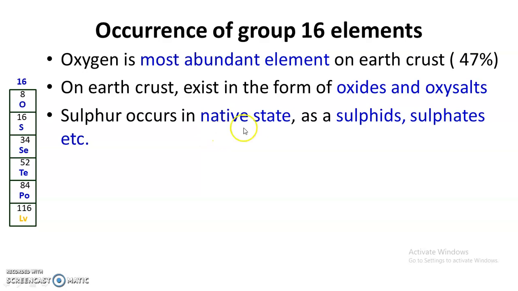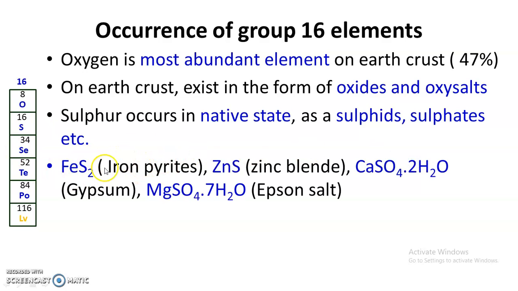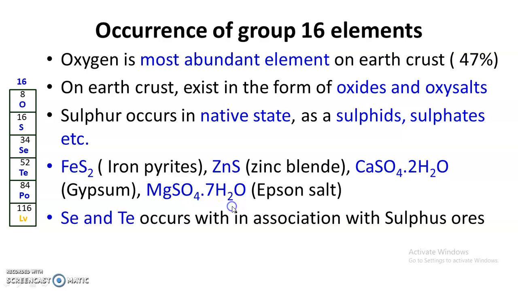Sulfur occurs in the native or free state, or it also occurs in the combined form as sulfides, sulfates, etc. The most important ores of sulfur are iron pyrites, then zinc blende, that is ZnS, then calcium sulfate dihydrate, called gypsum, and magnesium sulfate heptahydrate, called Epsom salt. So these are the important ores of sulfur.